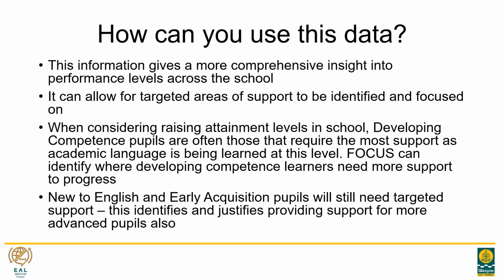When considering raising attainment levels in school, developing competence pupils are often those that require the most support, as academic language is being learned at this level. Focus can identify where developing competence learners need more support to progress. Obviously, new to English and early acquisition pupils will still need targeted support. This identifies and justifies providing support for more advanced pupils also.